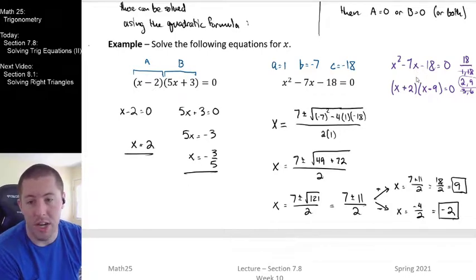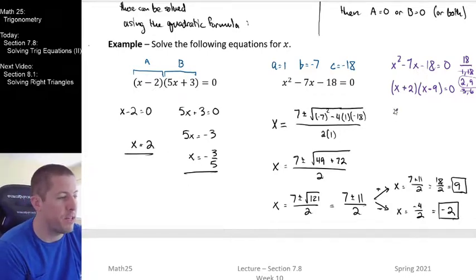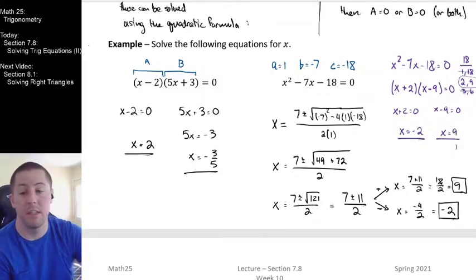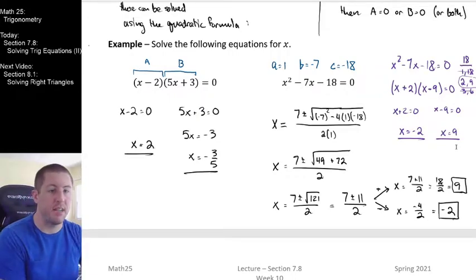Now we're in really good shape to use the zero product property here by just saying x plus 2 is equal to 0, or x minus 9 is equal to 0. And this leads us very easily to the two solutions, x equals negative 2 and x equals positive 9. So you can see that our solutions clearly match regardless of which technique that we chose.